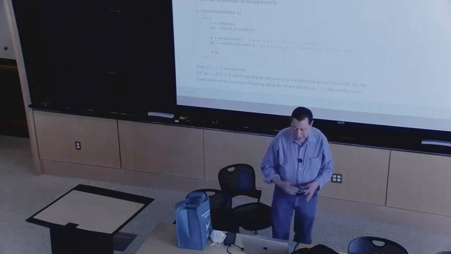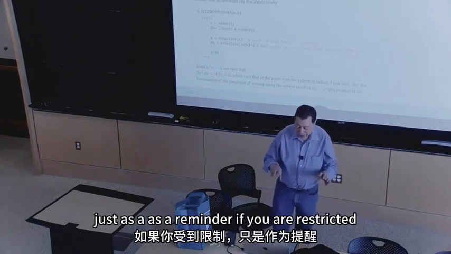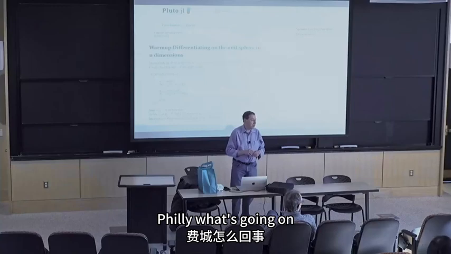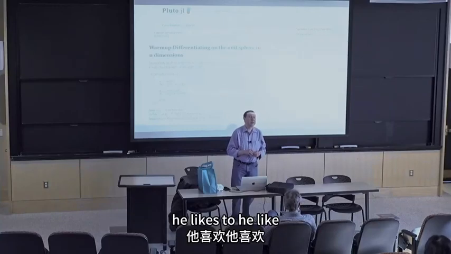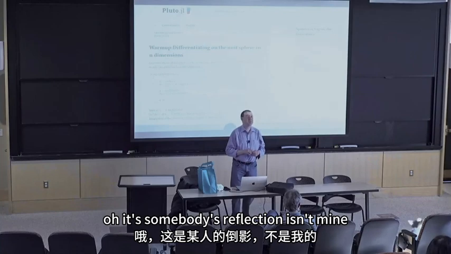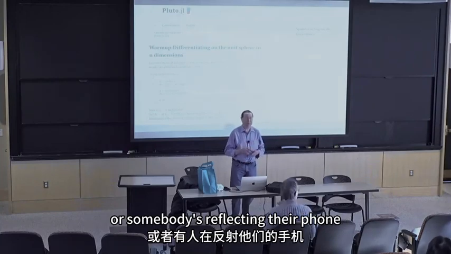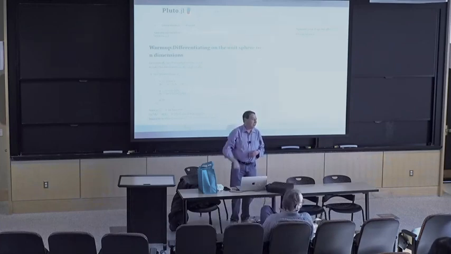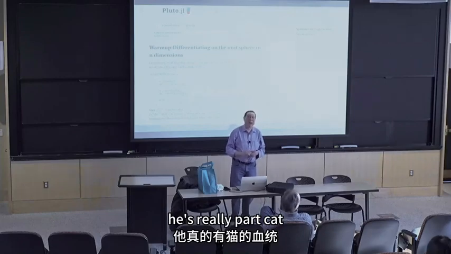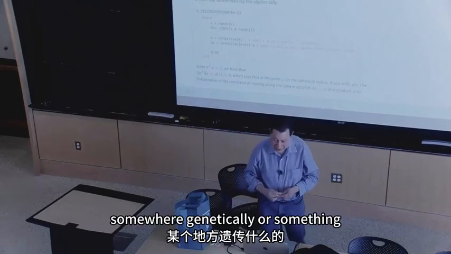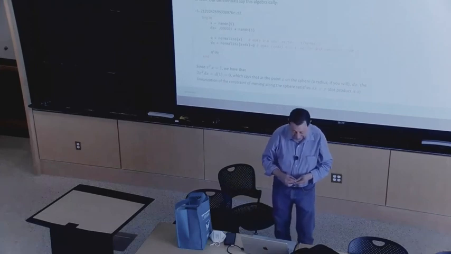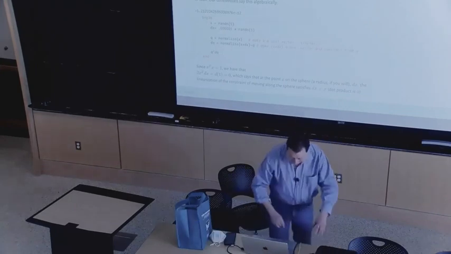Okay, and just as a reminder, if you are restricted, Philly, what's going on? There's something about the sunbeams. He likes to. Oh, it's somebody's reflection. Is it mine, or somebody's reflecting their phone, and Philip is going to chase it. He's really part cat, somewhere genetically or something. Yeah, he will chase it. Okay, thanks. All right, where was I?